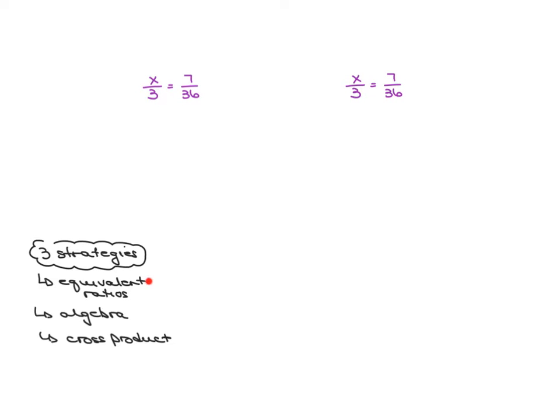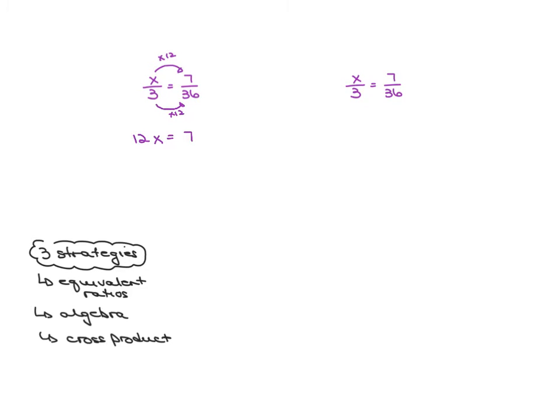For any proportion, I first see if I can use equivalent ratios right away, and I'm looking for any relationships between the numerators and the denominators within one side of the proportion. I see very quickly that I could take 3 and multiply it by 12 to get 36. Because these are equivalent fractions in a proportion, I know if I take x and multiply it by 12, I will get 7. I could say I have x multiplied by 12, and that's going to equal 7.